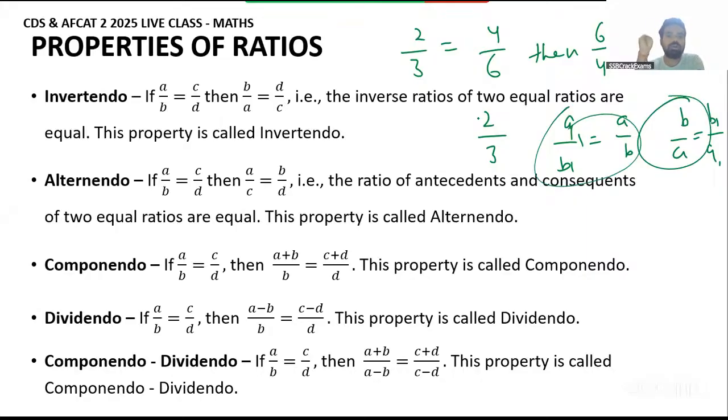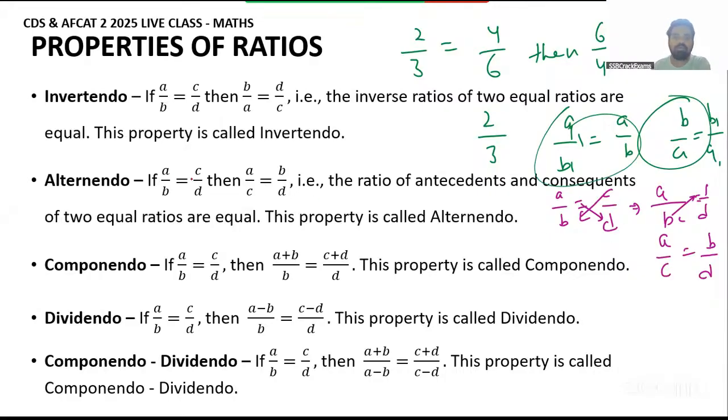Then the next one is alternando. If A upon B is equal to C upon D, then A upon C is equal to B upon D. See how it is coming. If A upon B is equal to C upon D, then you can bring this over here and this over here. It will not affect. So A upon B, C is equal to 1 upon D. Now I can take B over there, then what will we get? A upon C is equal to B upon D.